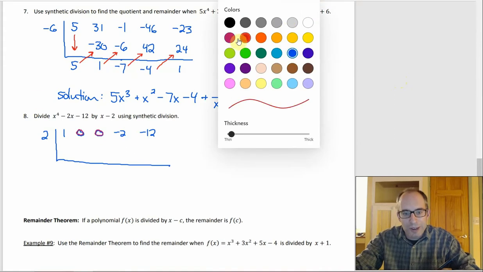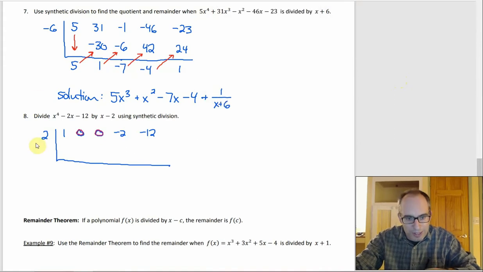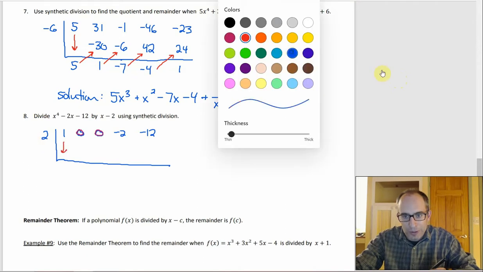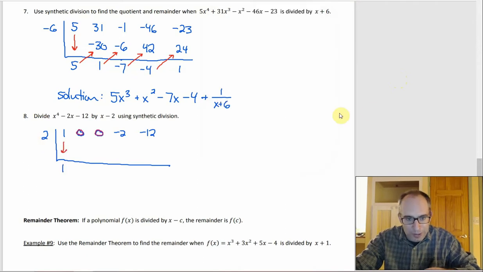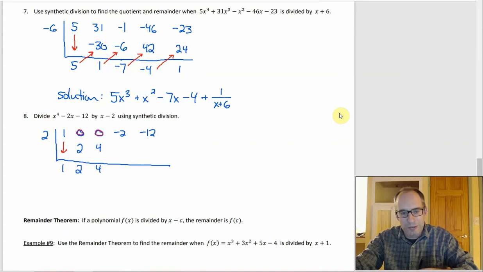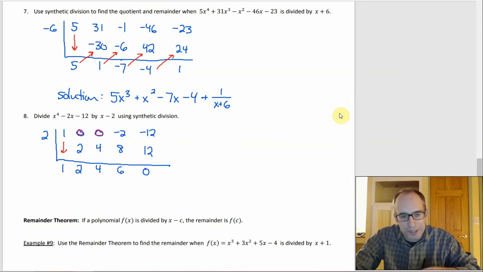And then from there, we're going to do what we did before. We're going to take that 1 and bring it down. That's the first step, right? So you do that, you get the 1 down there. Then 2 times 1 is 2. Add down the column, you get 2, right? And 2 times 2 is 4. You add down that column, 0 plus 4 is 4. Then 2 times 4 is 8. Then if you add down that column, it's 6. Then 2 times 6 is 12. You add down that column, 0. Great, we got a remainder of 0.